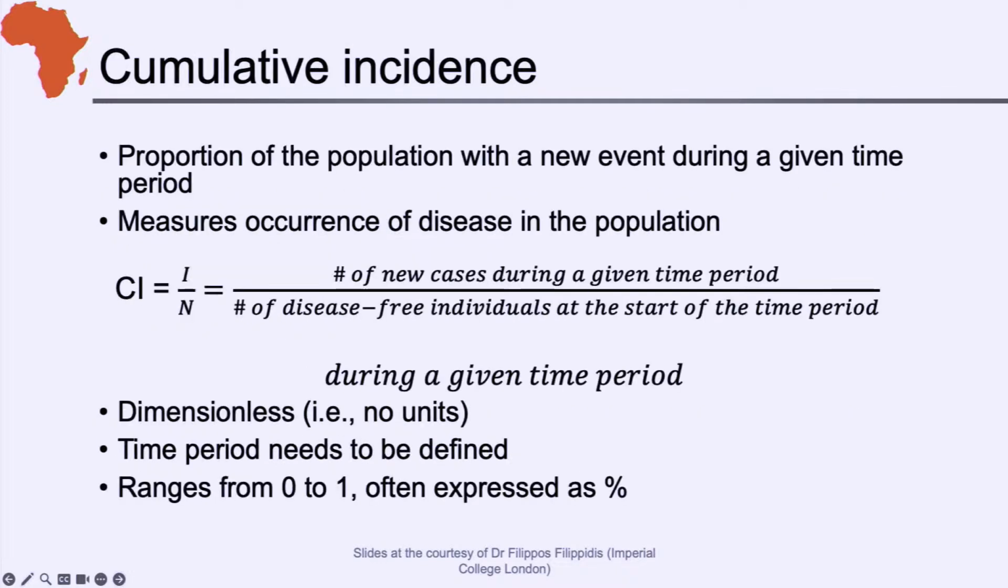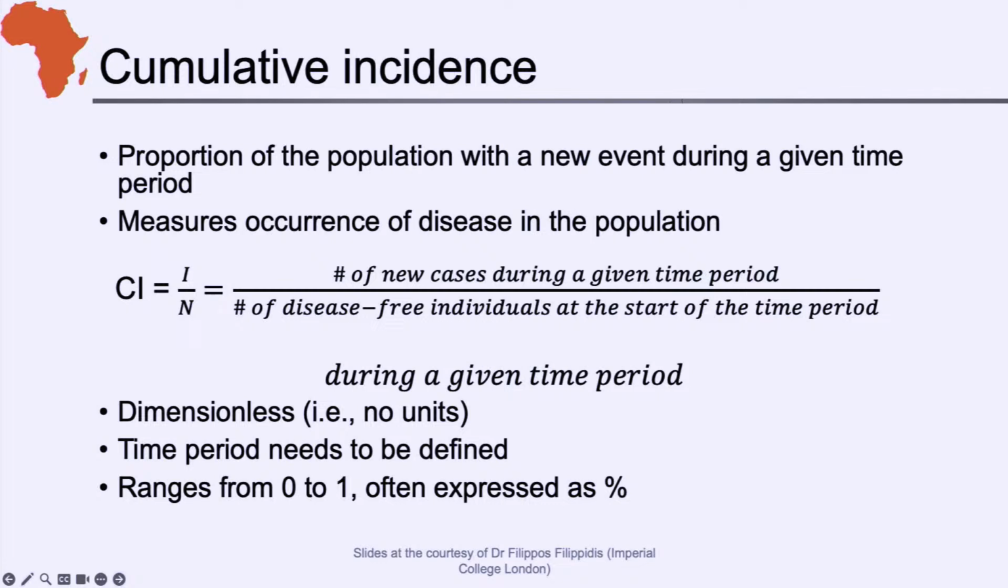Fantastic. Cumulative incidence is the proportion of the population with a new event occurring during a given period of time. It measures the occurrence of a disease within the population, but importantly here, it's the number of new cases during a period of time over the number of disease-free individuals at the start of the time period. Remember this definition. I will ask you something in a minute.